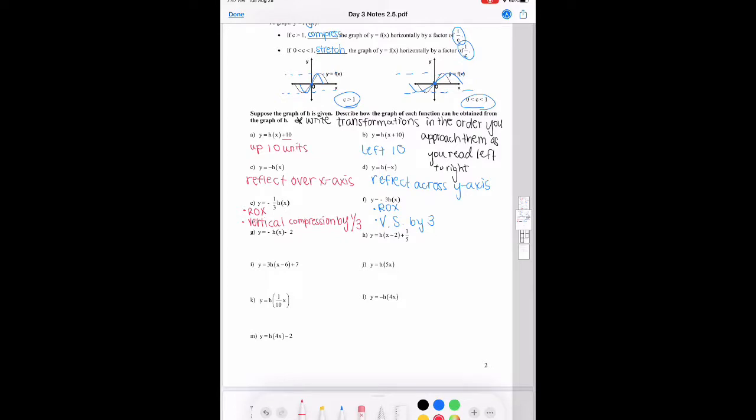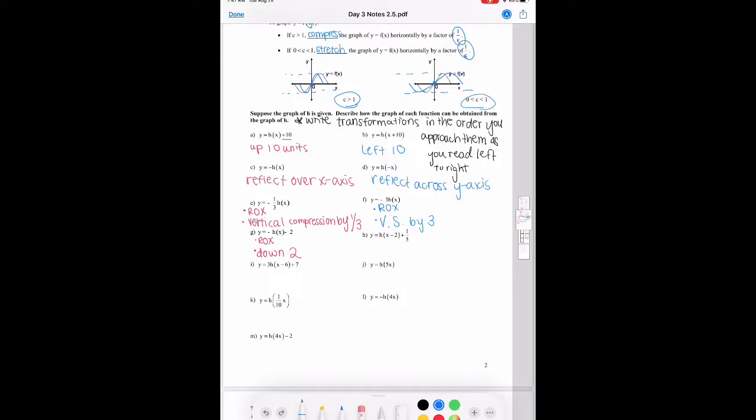All right, G, we see that negative again on the outside. We have a reflection over X then. We also see a -2 on the outside. So that's a vertical translation. Minus would be down 2. Nothing's happening on the inside here with the X, so no horizontal changes are happening.